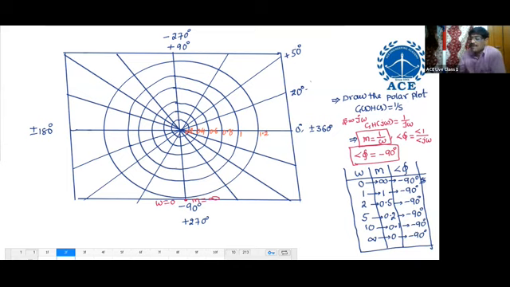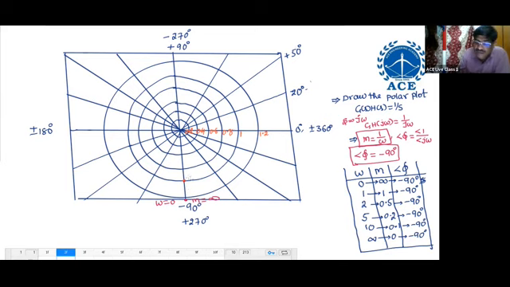Now omega 1: all around the circle, the magnitude is 1, for the total 360 degrees. Omega 1, magnitude 1, angle minus 90. On minus 90, where is the magnitude of 1? This is the point of magnitude 1. So at minus 90, magnitude 1. Here also 1, here also 1.